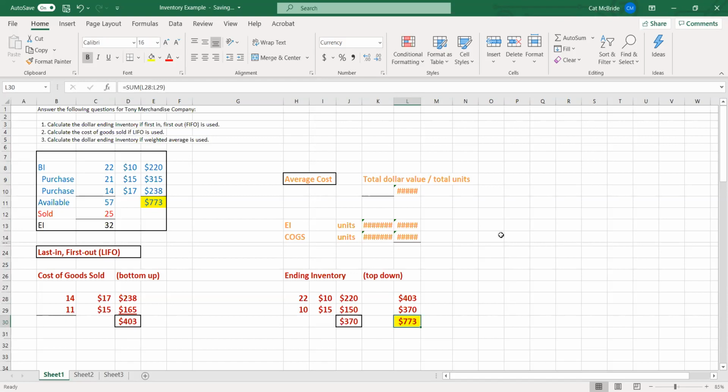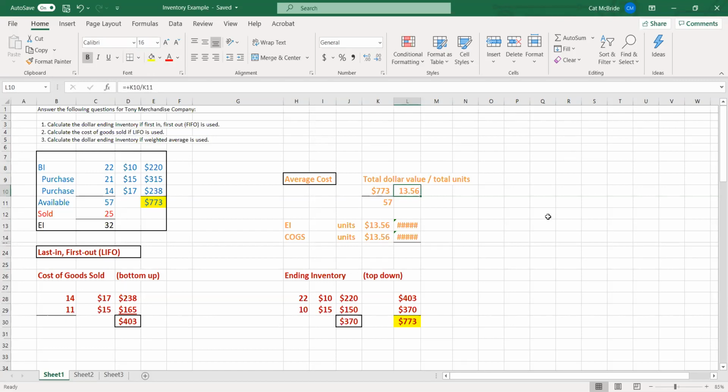All right, third type, average cost. Average cost in a lot of ways is the easiest. So we're going to do exactly what it sounds like. We're going to first figure out what's the average that we paid for our inventory. So if I bought 57 units and I paid $773 for those units, my average cost is $13.56. And then I'm going to look over there and ask myself, does that seem like it could be the answer? Well, I bought some for 10 and some for 15 and not as many for 17. So yeah, $13.56, that looks like it could be the average cost.